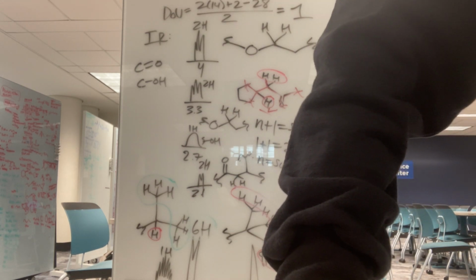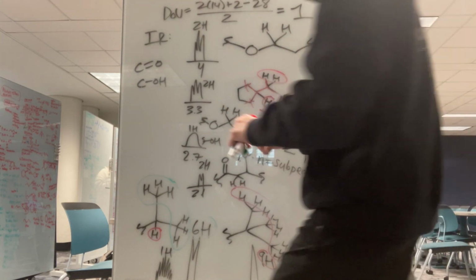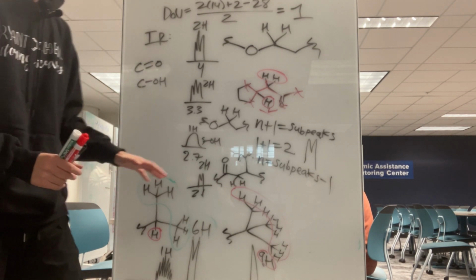This has 8 neighbors. 1, 2, 3, 4, 5, 6, 7, 8, 9. So because there are 8 neighbors, right?